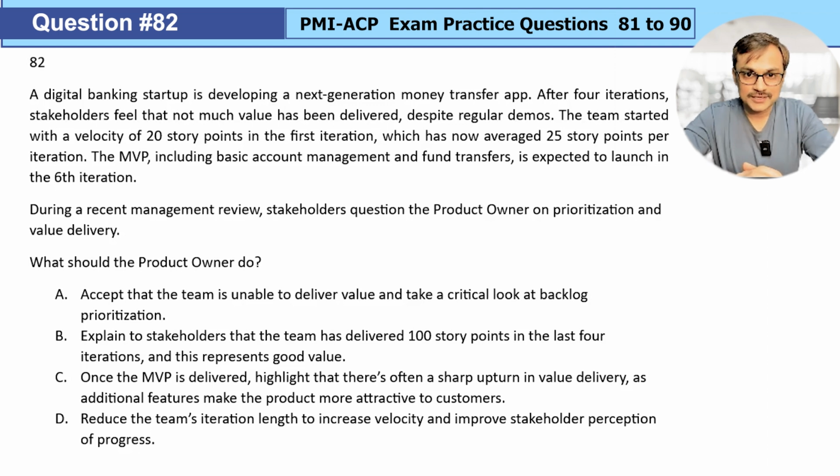So the situation is that you are doing work. The team is producing great velocity, and it seems to be improving. The indication is coming. And stakeholders are saying it's been 4 iterations and we don't see any value out of it. And you are saying the MVP will come in the 6th iteration. Let's see what the options are. How should I, as a product owner, respond or act in this particular situation?